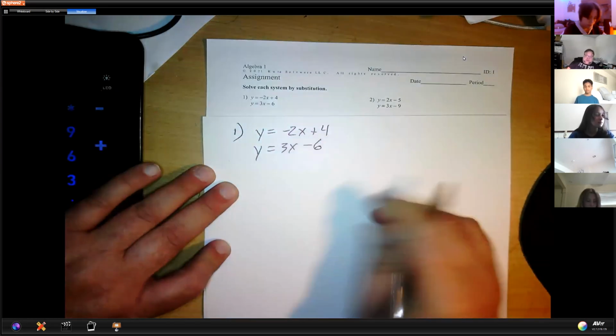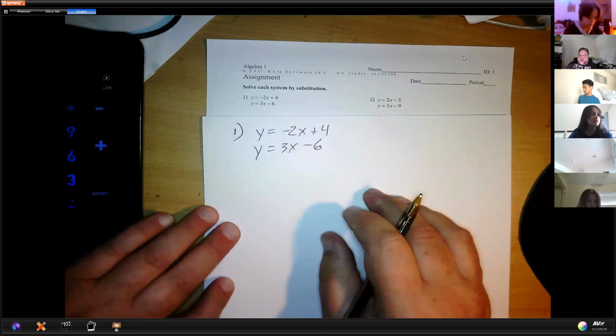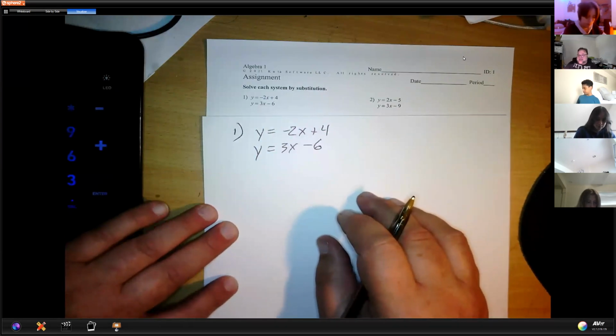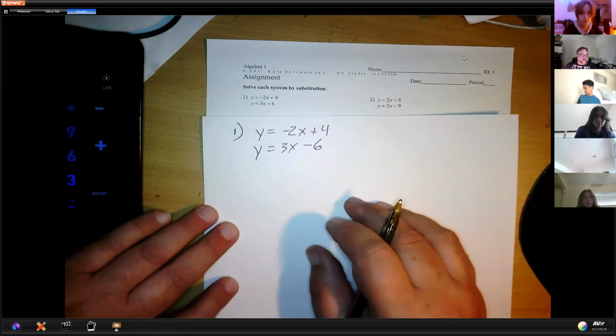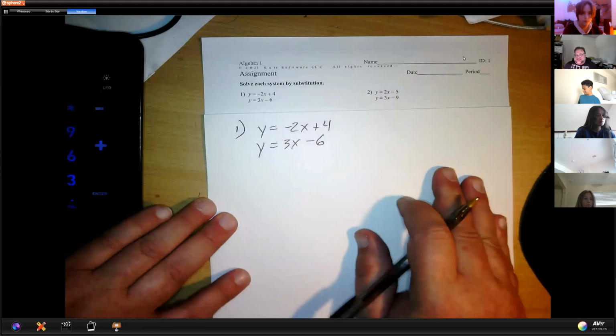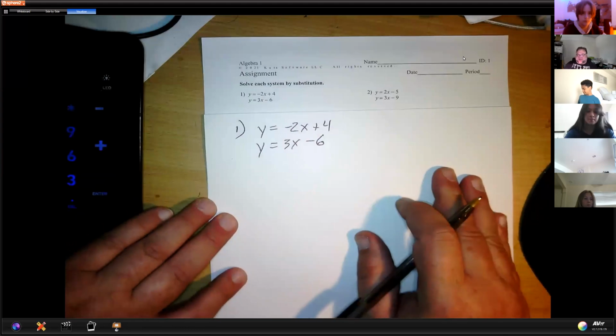I was telling Mr. Henry that you guys were doing these like they were stupid easy, and he's like, well, that's encouraging. I said, yeah, they're not having any problems doing the systems of equations. He's like, oh, good. So that made him very happy.